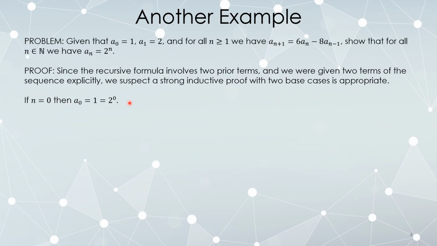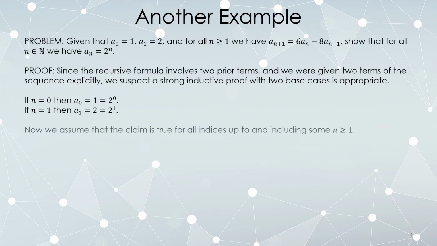So we check manually, does this formula hold if I use index 0? Is a sub 0 2 to the 0? Well, a sub 0 is 1, which yes, checks out. If I manually use index 1, is a sub 1 2 to the first? Well, 2 to the first is 2, which is what was given as a sub 1. So for index 0 and index 1, everything works just fine.